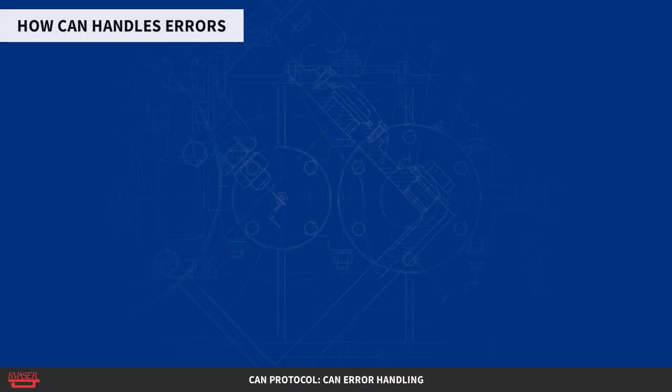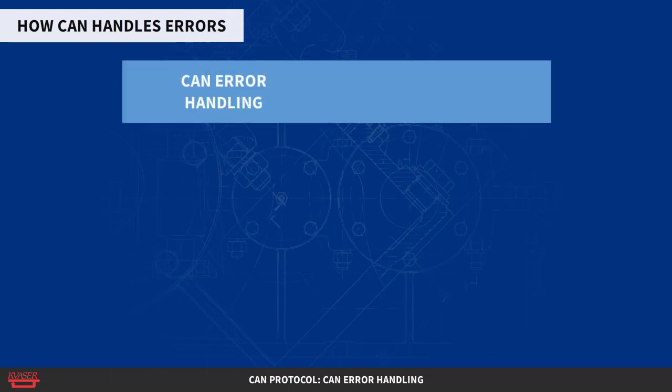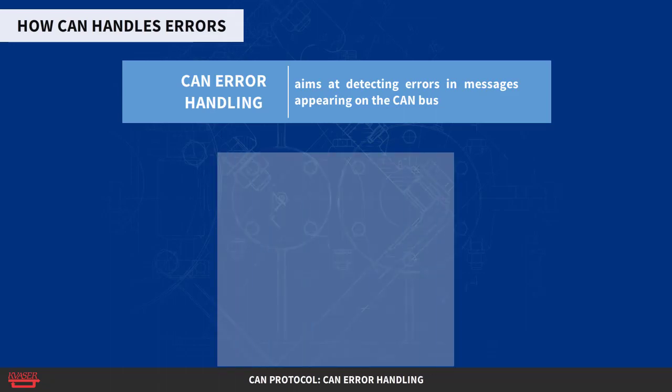How CAN handles errors. Error handling is built into the CAN protocol and is of great importance for the performance of a CAN system. The error handling aims at detecting errors in messages appearing on the CAN bus, so that the transmitter can retransmit an erroneous message.